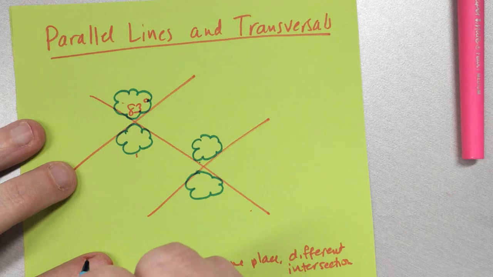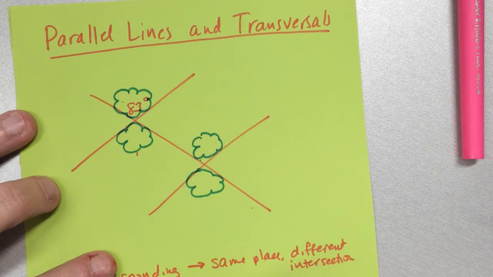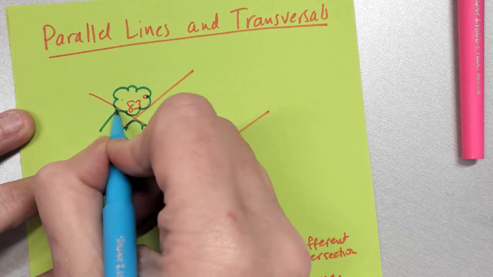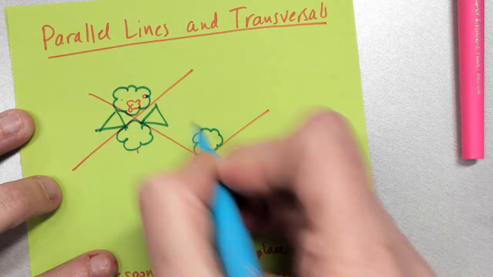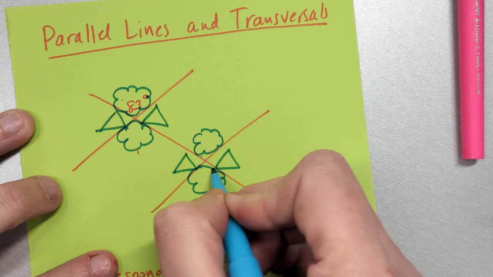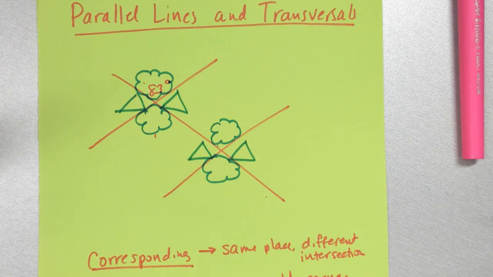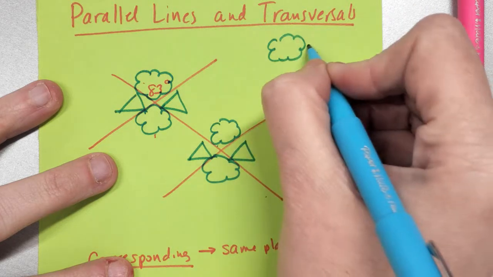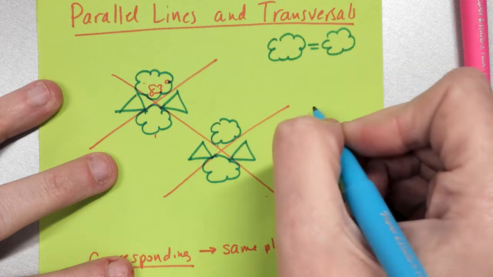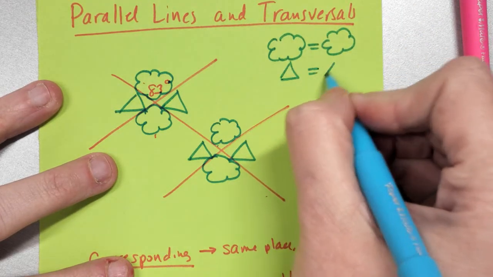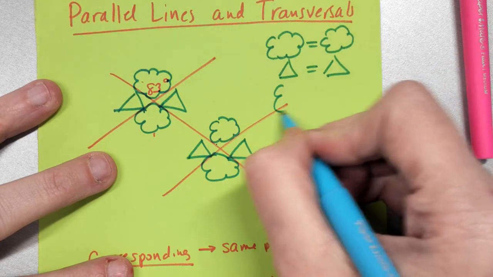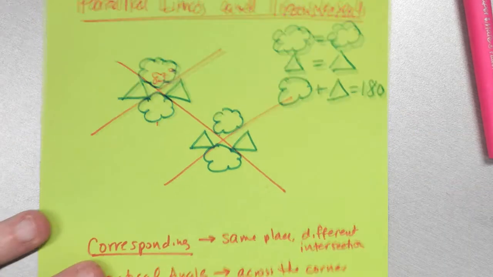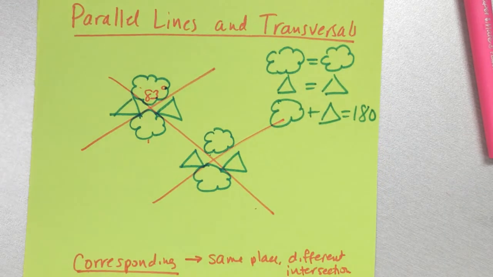So I'm doing clouds and let's do clouds and hearts. And let's do clouds and triangles because they're straight lines. So then all the other ones are going to get triangles. Okay? Why did I do this? Because clouds equal clouds, and triangles equal triangles, and a cloud plus a triangle equals 180 degrees. What does this mean?